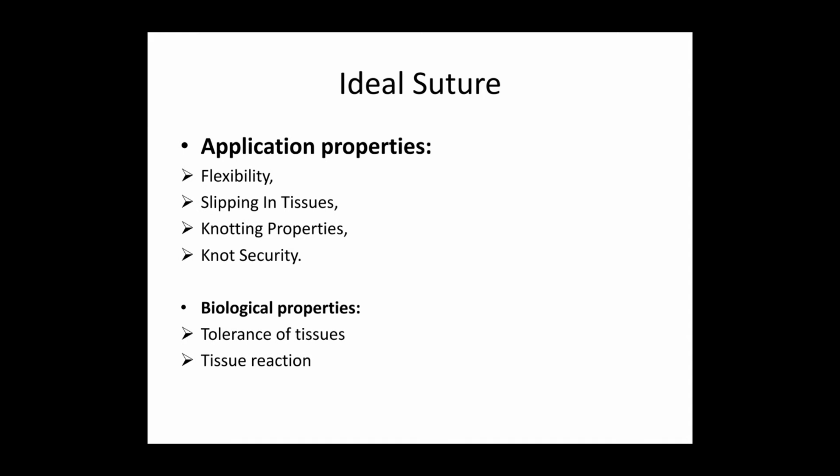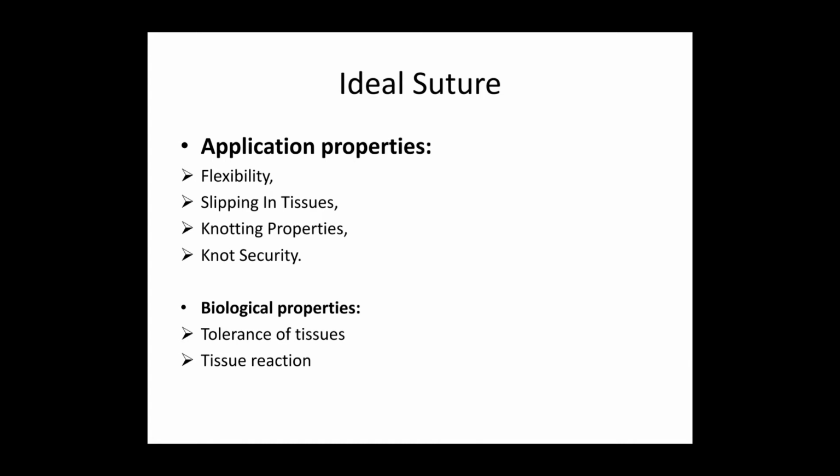There are some application properties, that is the flexibility of the tissues, and slipping and gliding in the tissues. As I discussed, there are round body needles and transverse cutting needles, and if the suture material is a swaged one, it usually passes very smoothly. If it is through an eyed needle, the tissue trauma is very high. Knotting property of the suture material is very important, and knot security.